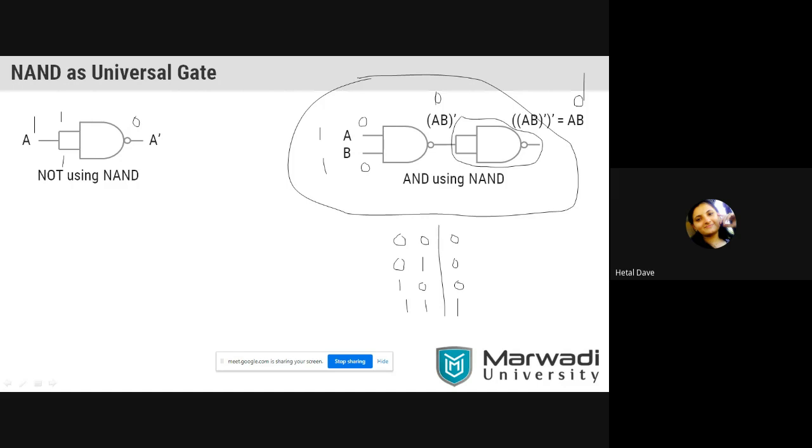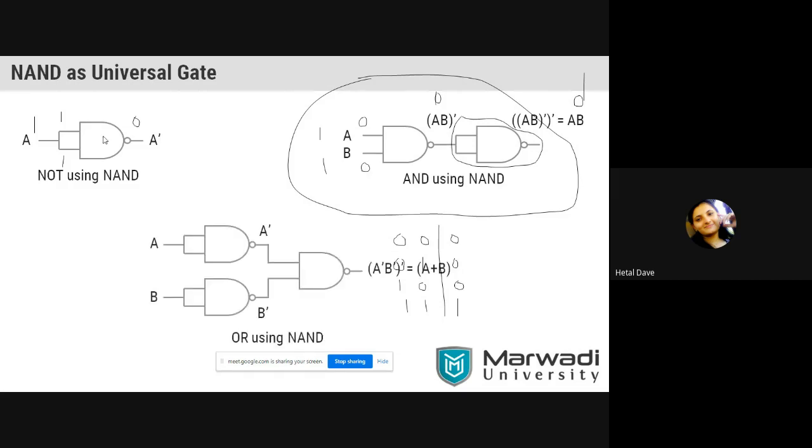How the connections are made, we have already covered in our first experiment. You need to apply the same concept here. Fine. So a NAND gate can work as a NOT gate, and a NAND gate can work as an AND gate.